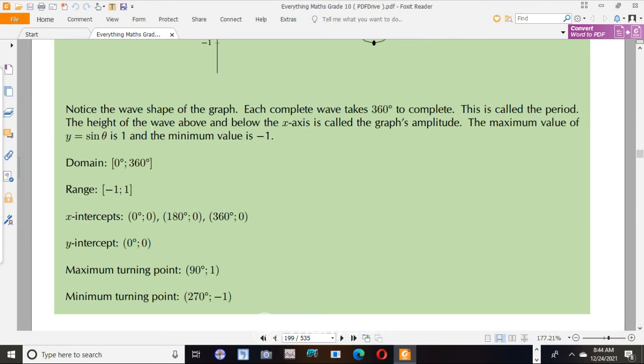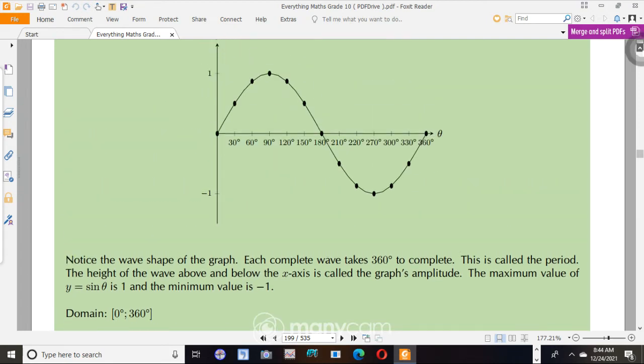Notice the wave shape of the graph. Mostly this type of shape is a wave shape. The sine graph is known as a wave shaped graph. Each complete wave takes 360 degrees to complete. To complete the waveform, sine from 0 to 360, it starts from 0 and ends here at 0. After that, this same shape will be repeated.